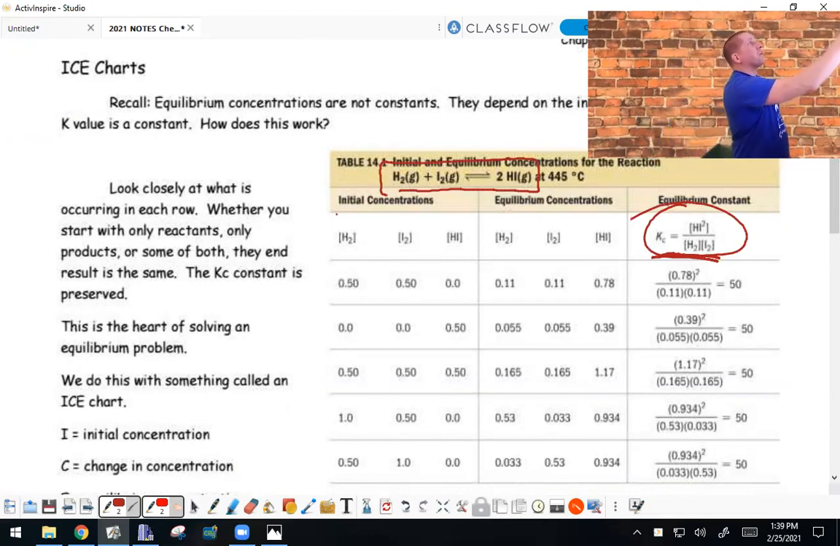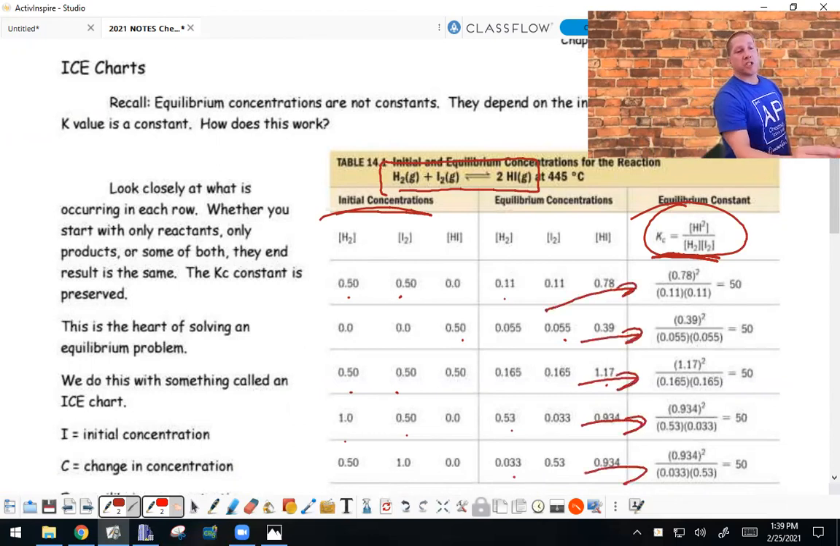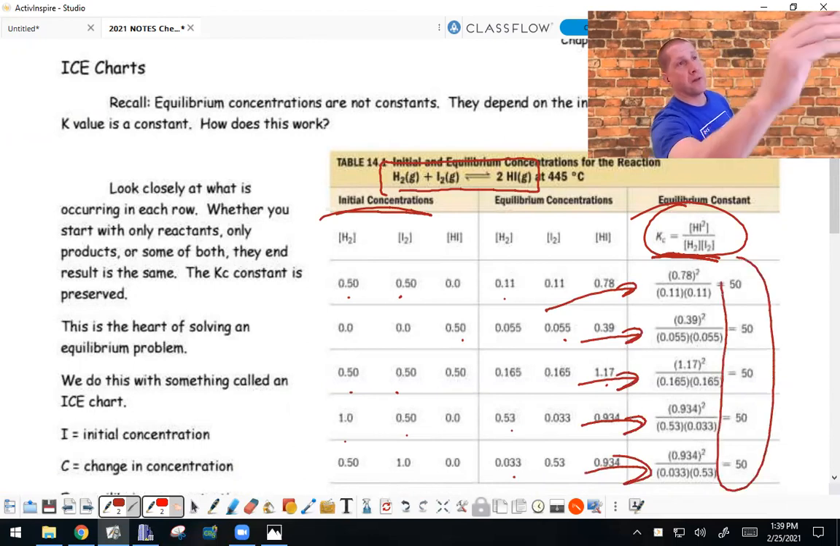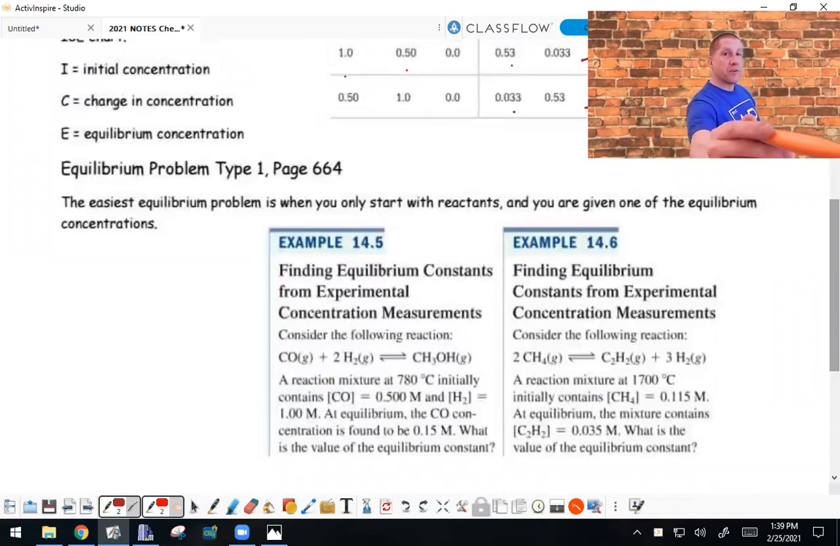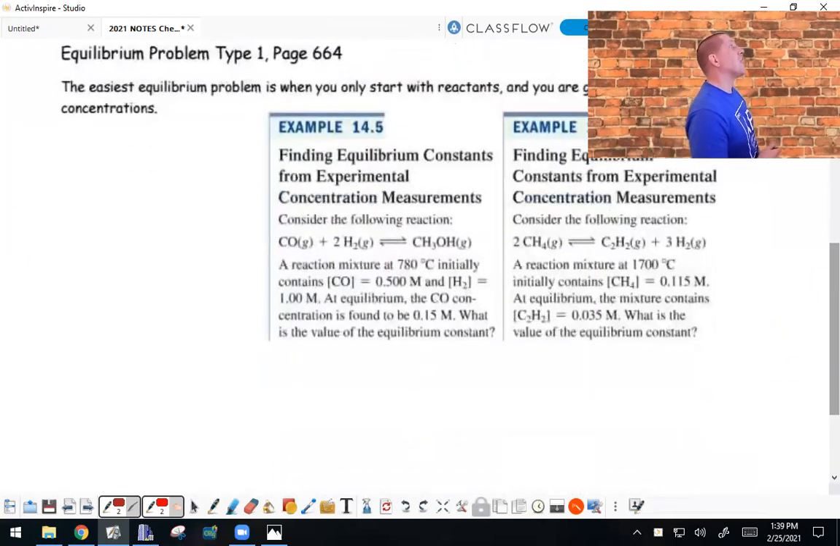Then they're starting with different initial concentrations. You can see we varied them, which then varied the equilibrium concentrations. But when you plug the equilibrium concentrations into the K expression, you can see you get the same value. So though you start with different materials, you always end up in the same place in terms of K.